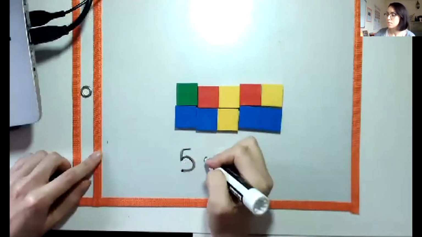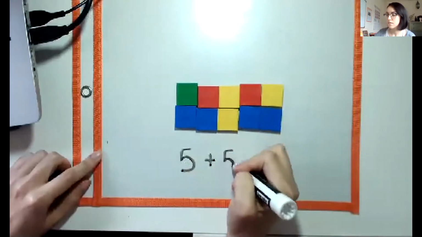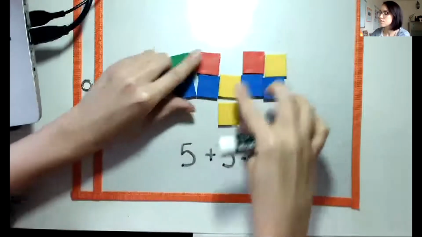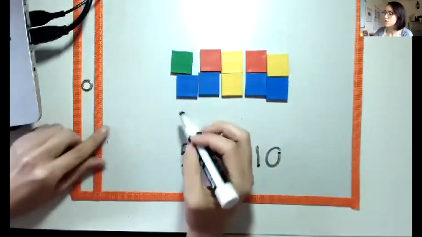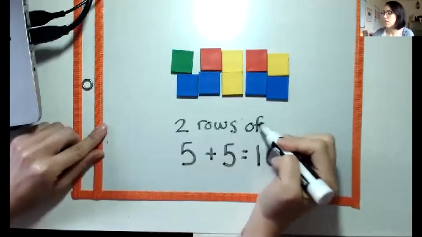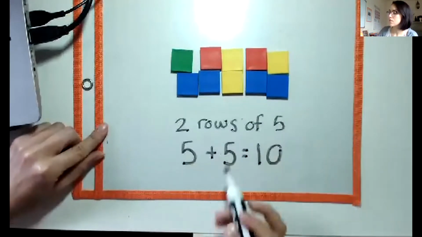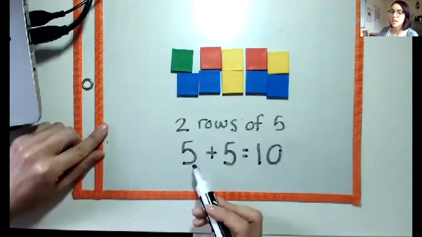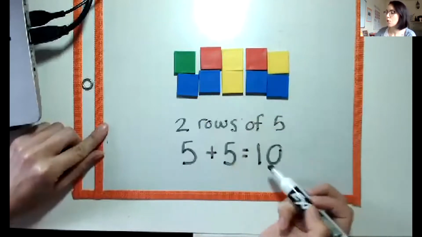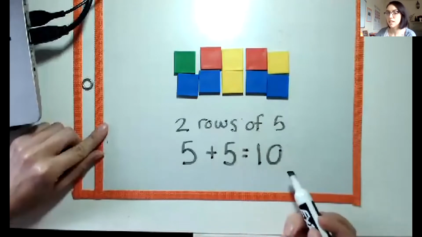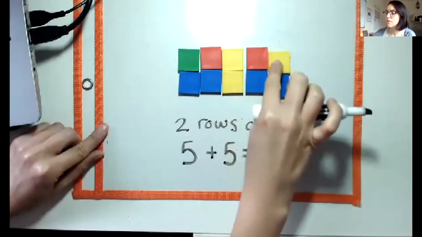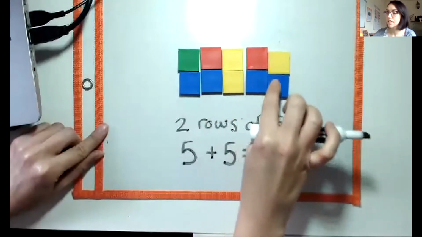5 plus 5 equals 10. Because I have 2 rows of 5. So notice that right here, 2 rows of 5, and down in my repeated addition sentence, I have 2 5s. I just know in my head that 5 plus 5 equals 10, but you also could count the tiles one by one. 1, 2, 3, 4, 5, 6, 7, 8, 9, 10.